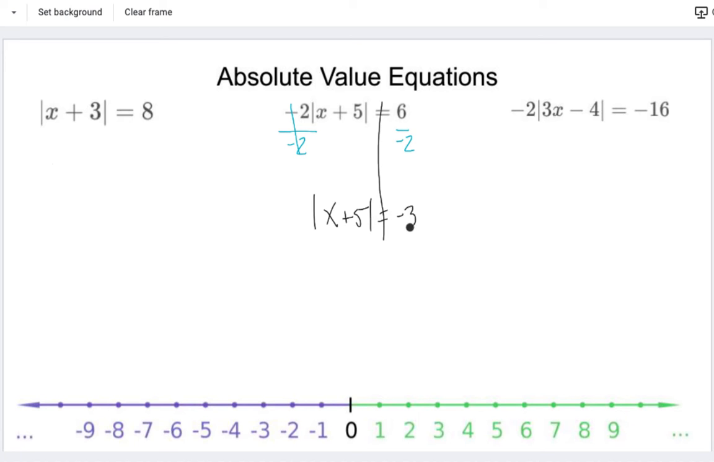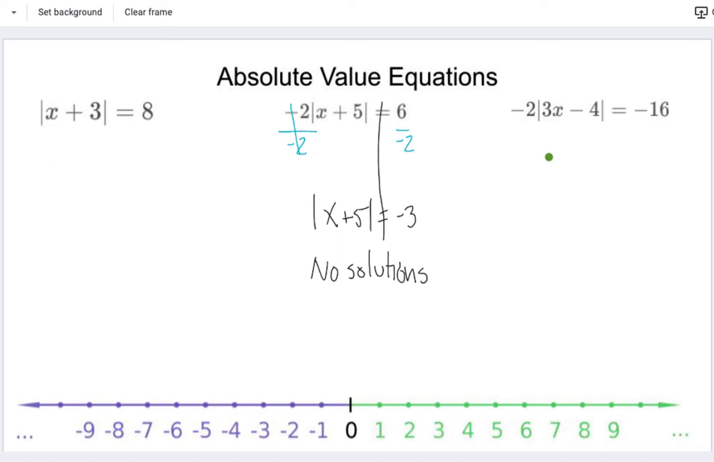equals negative 3. So in this case we have an absolute value of some expression equals negative 3, a negative number. This cannot be true. The absolute value would always be a positive value or 0. So in this case there are no solutions. If you simplify before you take your absolute value and you get a negative value, there are no solutions to the equation.